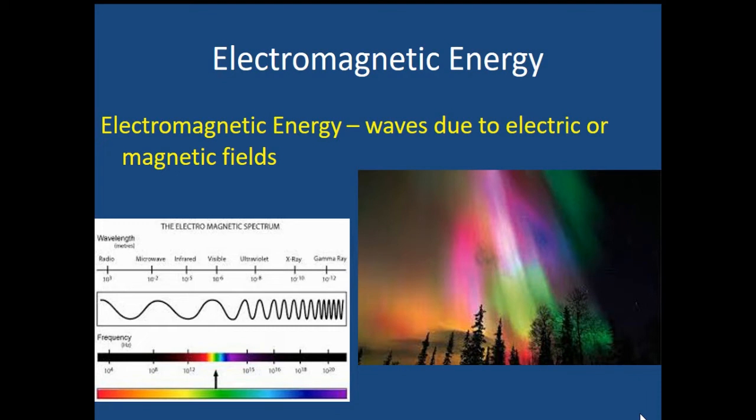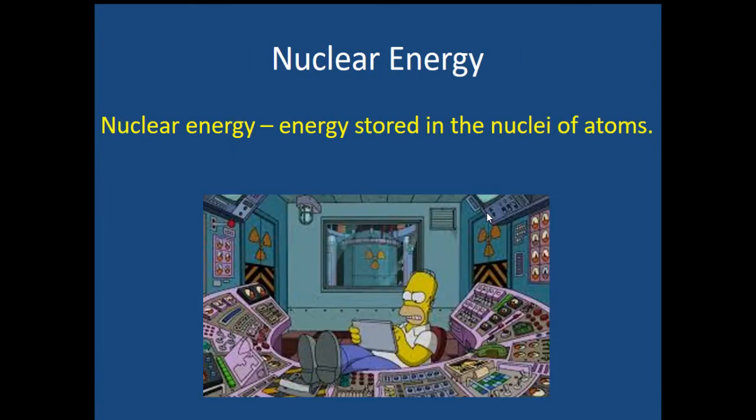So here on the left side, we have listed the electromagnetic spectrum, which lists all of those things I've said, including a couple others. On the right side, you see the northern lights, which are caused by electromagnetic energy. And that electromagnetic energy just happens to be in the visible light spectrum.